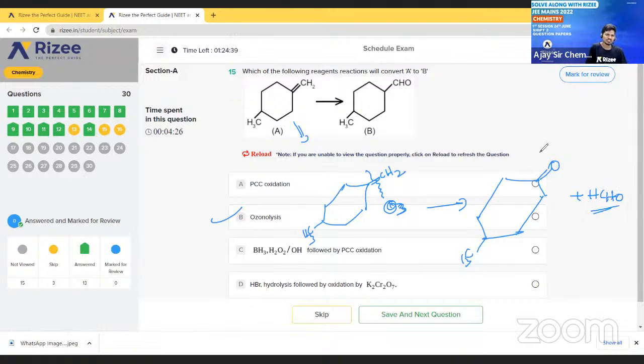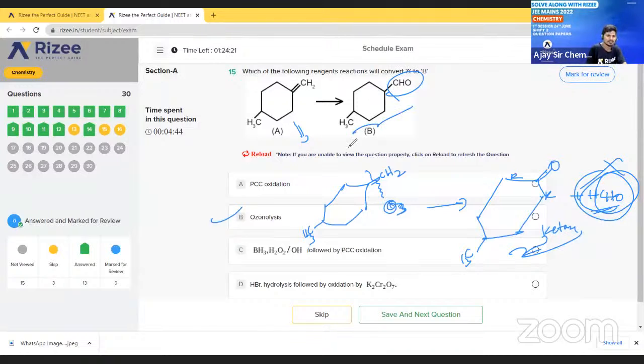HCO. See here, this is the major product, but this is a double bond O with one R group, this is a ketone. What we have to get as the major product is an aldehyde. This is an aldehyde, but this is not the major product. So option B is also wrong.